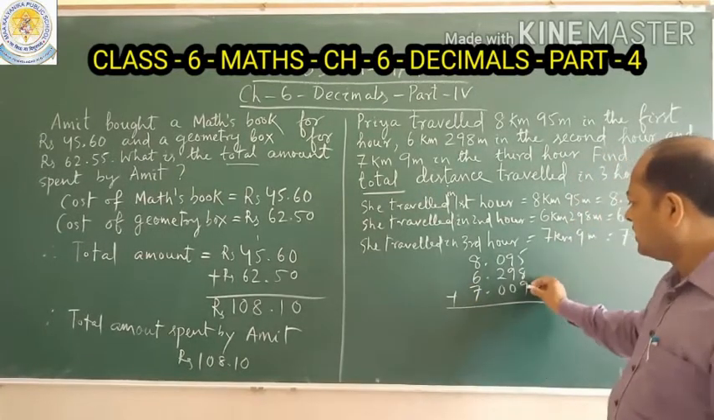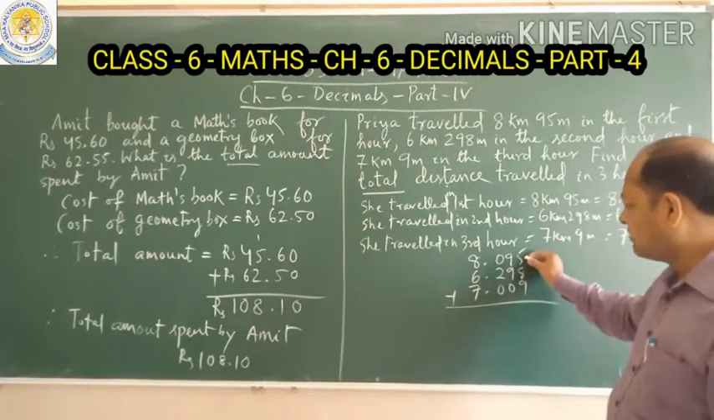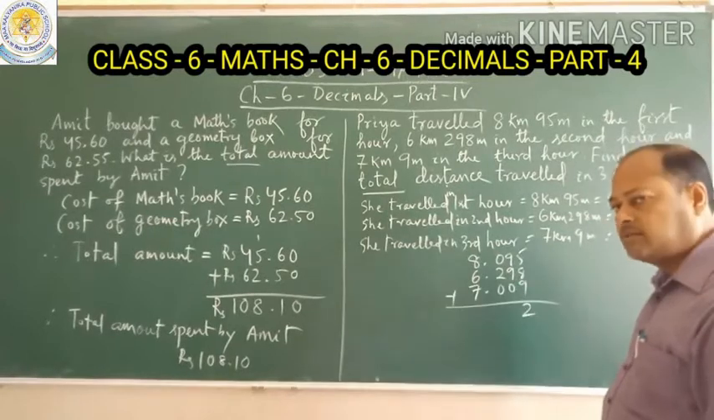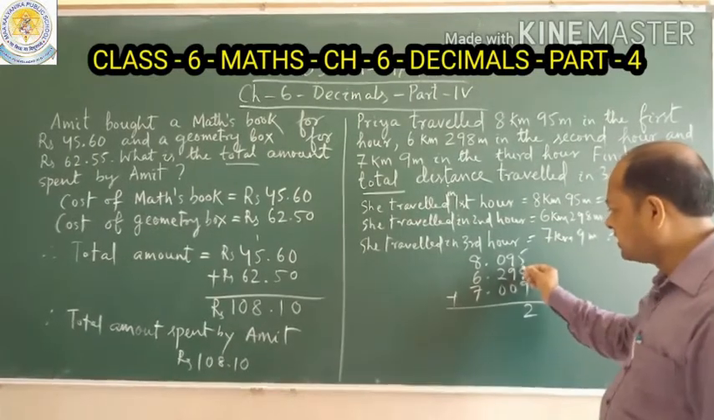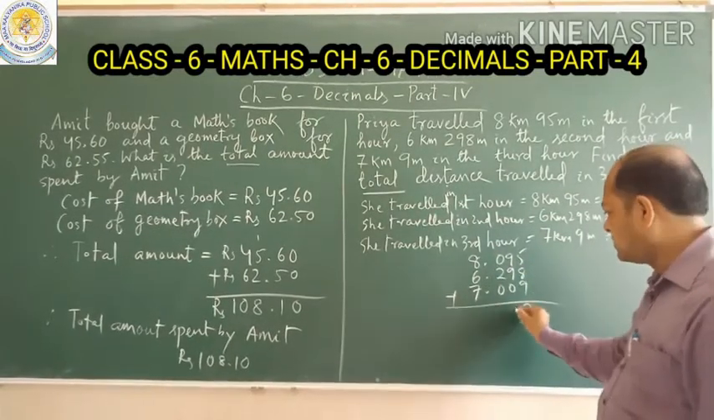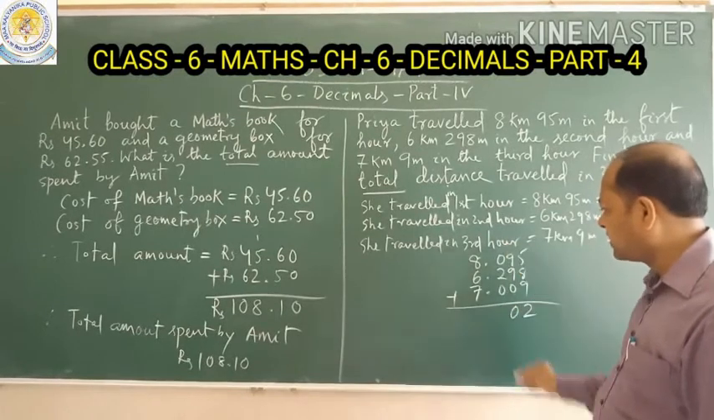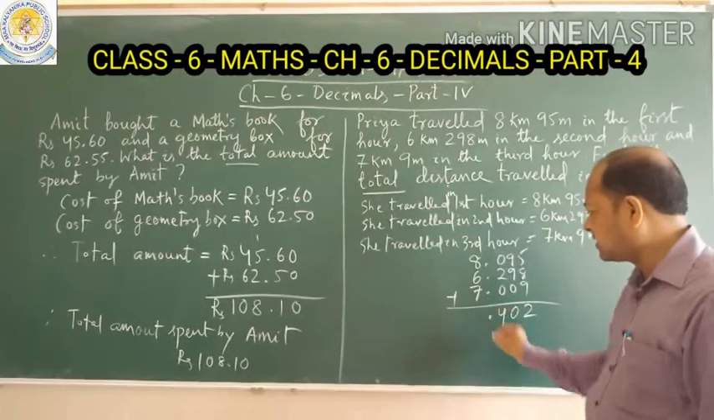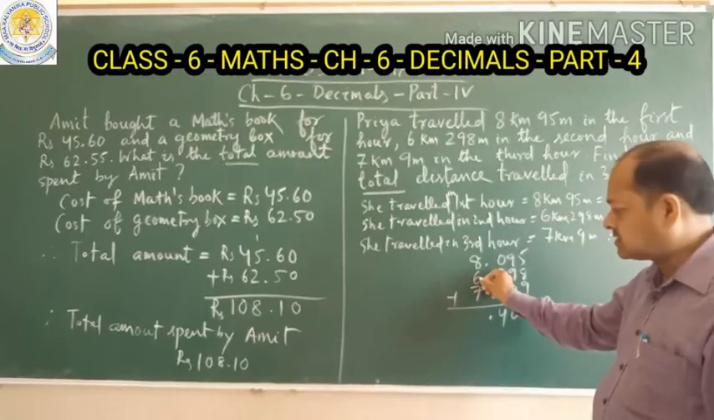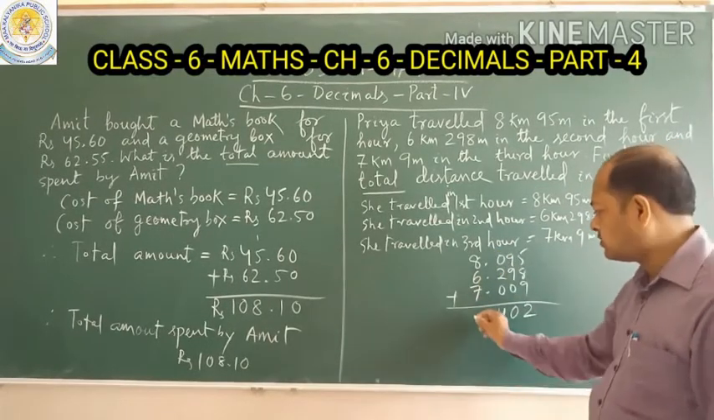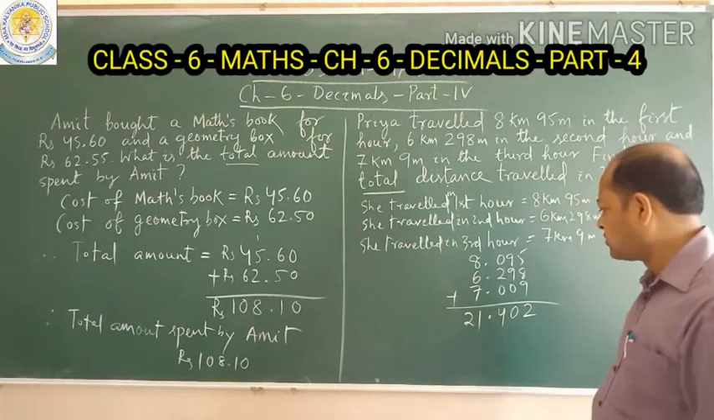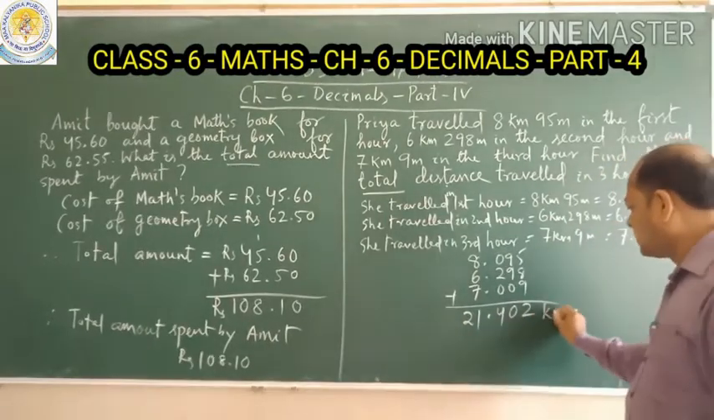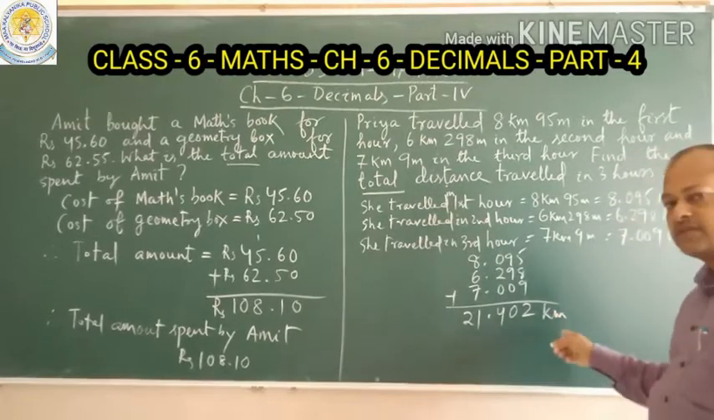So 9 plus 8 is 17, 17 plus 5 is 22. Write 2 here, 2 carry. 9 plus 2 is 11, 11 plus 9 is 20. Write 0 here, 2 carry again. 2 plus 2 is 4. Put a decimal here. 7, 6 plus 6 is 13, 13 plus 8 is 21. So 21.402 what? Kilometer, because the unit is kilometer here.